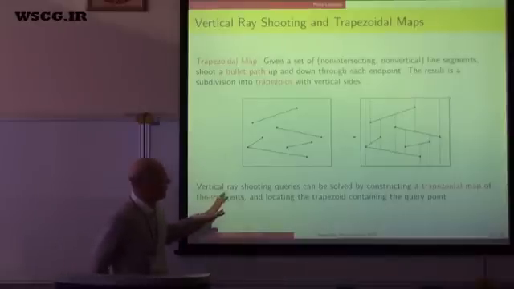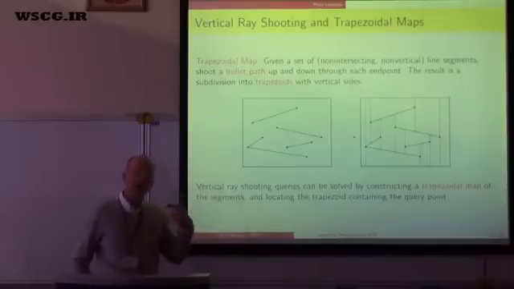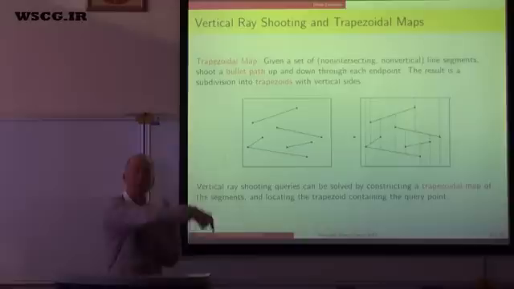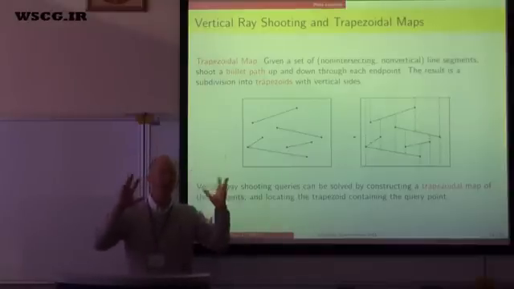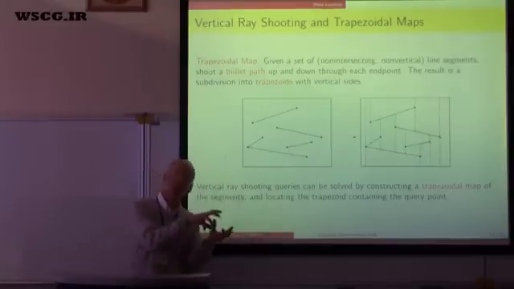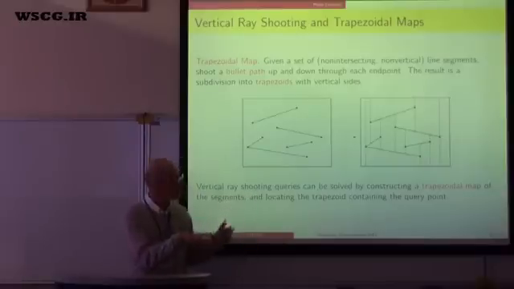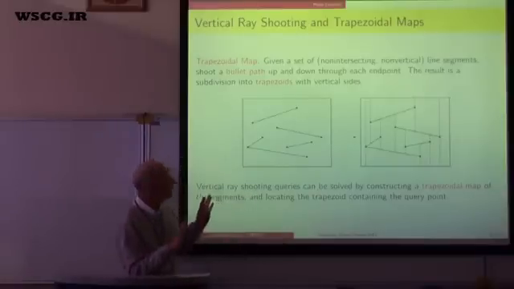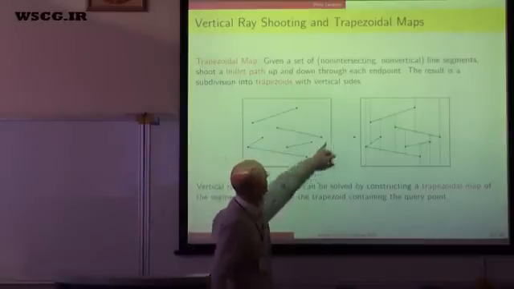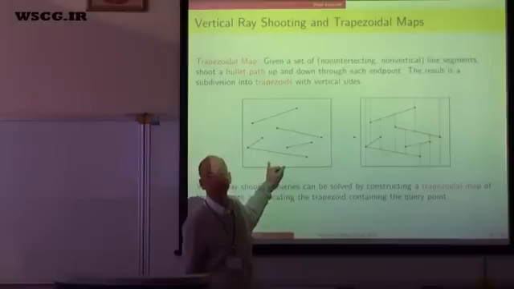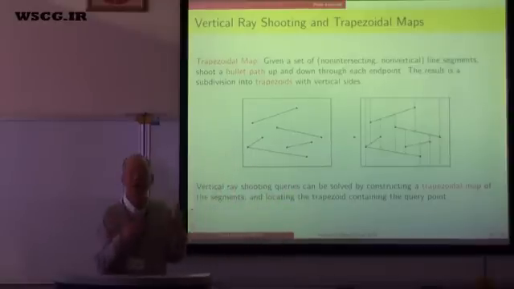And now the kind of weird thing is this. I can now solve vertical ray shooting queries by going back and solving point location in trapezoidal maps. Now this sounds kind of crazy. I just told you I want to solve point location, I'm going to reduce it to vertical ray shooting, and now I'm telling you that you can reduce vertical ray shooting to point location. But the important thing is this. What I've gained is that now I can do this not for a subdivision, but for an arbitrary set of non-intersecting line segments. That is the benefit.